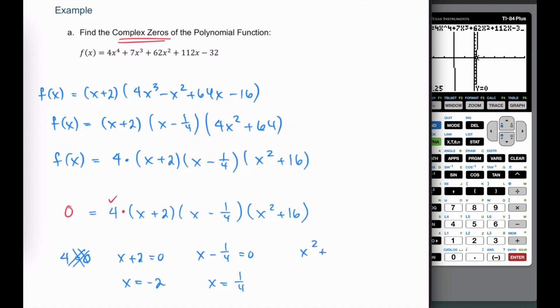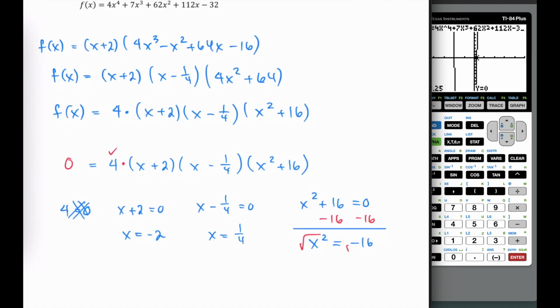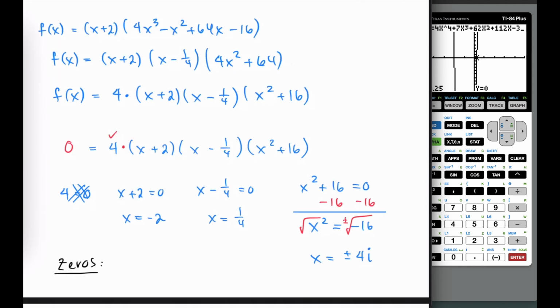Setting x minus 1/4 equal to 0 gives us the 1/4 zero that we saw on the graph. It's when we set this irreducible quadratic equal to 0 that we get the remaining 2 zeros that we didn't have at the beginning. So we have x squared is equal to negative 16, and when we take the square root of both sides, we get a plus or minus on the constant side, and x is equal to plus or minus 4i. So the zeros of this polynomial are x is equal to negative 2, x is equal to 1/4, and x is equal to plus or minus 4i. Again, notice that we have 4 zeros, which is what we were expecting on this 4th degree polynomial function.